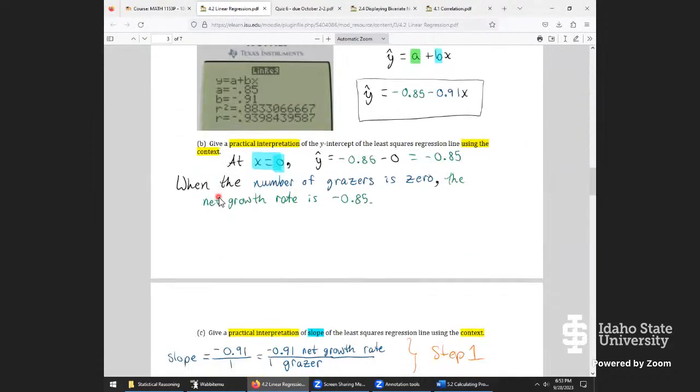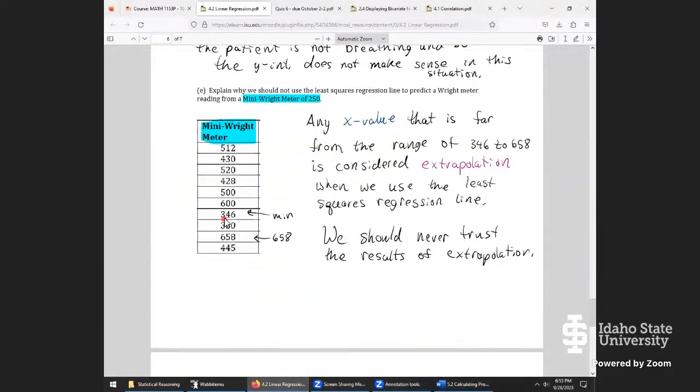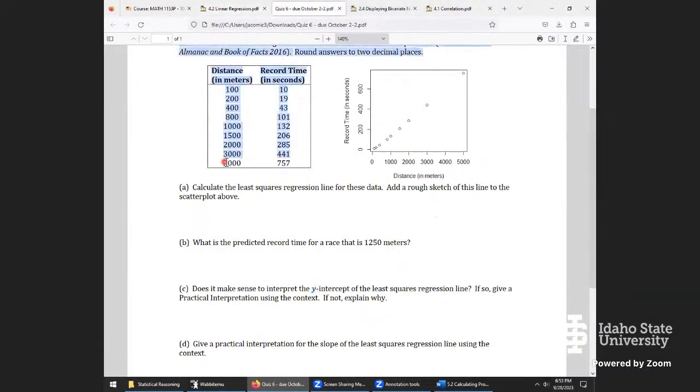So the issue with that last question is similar to what happened on this one. We're making a prediction at 250 meters, but 250 is nowhere in sight with this data. So even though you can get a number, it's considered extrapolation, because it's not in the range we're measuring. It's really far. This only goes to 5,000. We're going 10 times further.